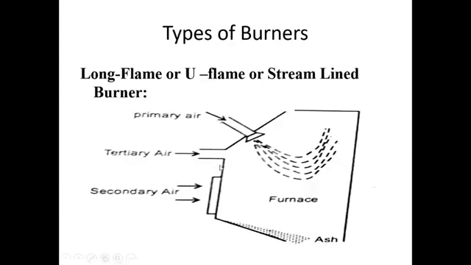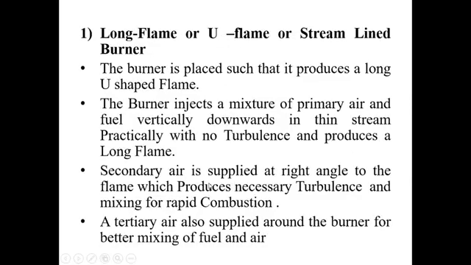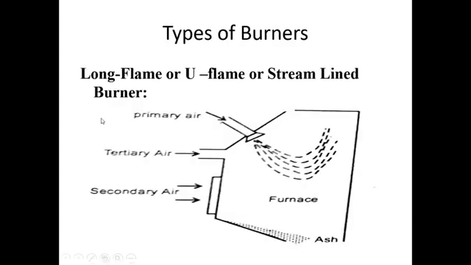And the first one is the long flame, or U flame, or streamlined burner. Here the primary air is supplied, and tertiary air supplies are also created here, so you can see here the primary air. Okay, so this is the furnace. With the primary air, the fuel is also injected into the furnace through the burner, and here the tertiary air and secondary air are used.